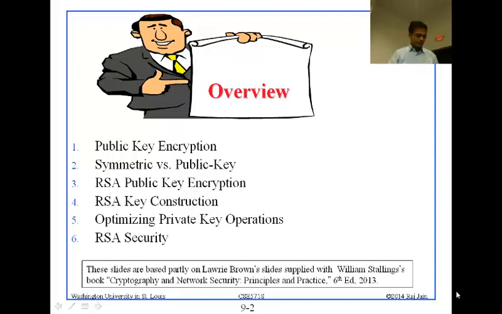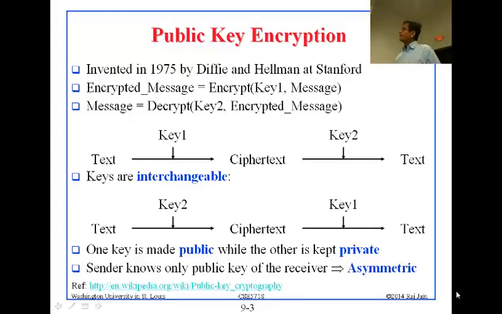So public key was invented by Diffie and Hellman at Stanford. Interesting, because the money was made by RSA, who were at MIT. So somebody does the invention and somebody else makes the money. But anyway, Diffie and Hellman at Stanford invented it, and their invention was that you need two keys.